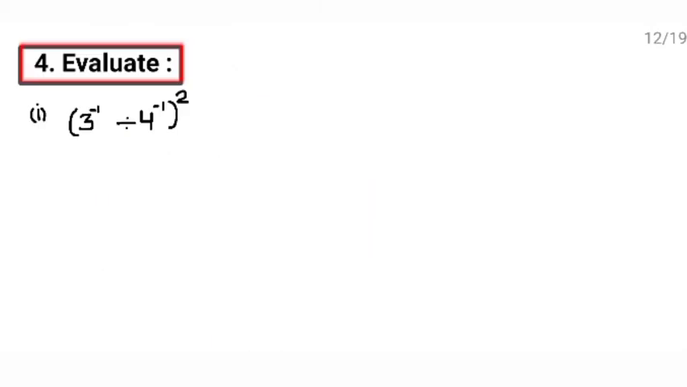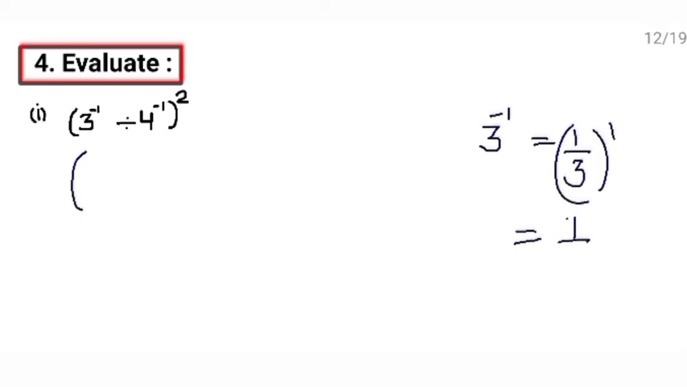Next question number 4, evaluate. First part is 3 raised to the power minus 1 divided by 4 raised to the power minus 1. Whole power is 2. Here the power of 3 is negative. You can make it positive by writing the reciprocal of base. Reciprocal of 3 will be 1 upon 3. And the power was negative. Now it will become positive. And 1 upon 3 raised to the power 1 is also equals to 1 upon 3. So right here 1 upon 3. Divided by, similarly, this will be equals to 1 upon 4. Power is 2.